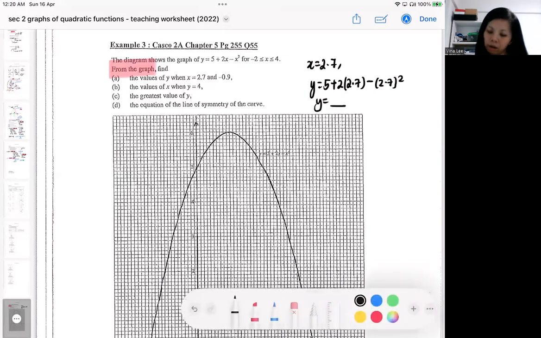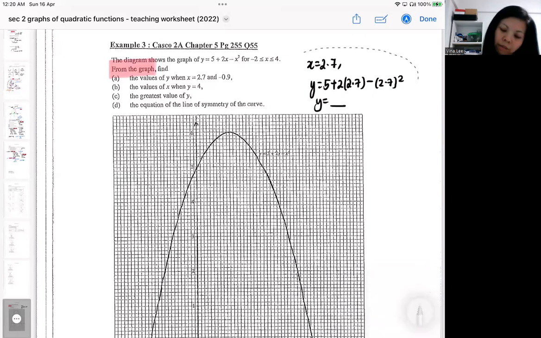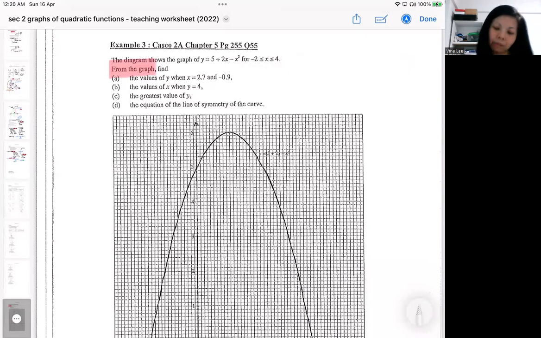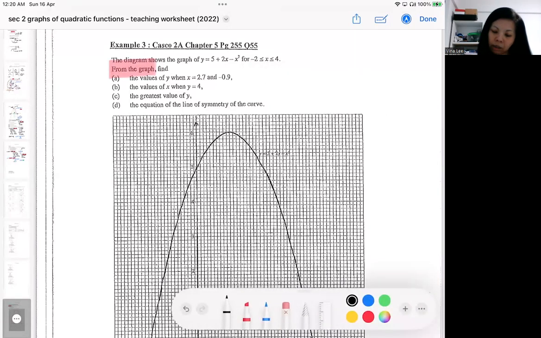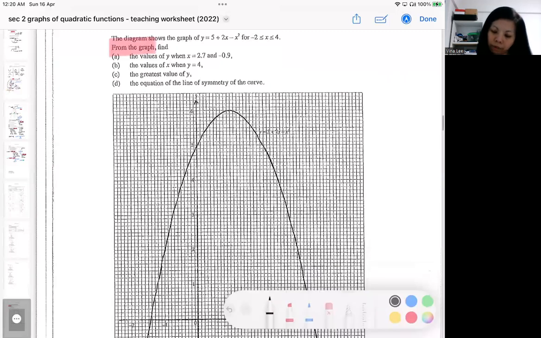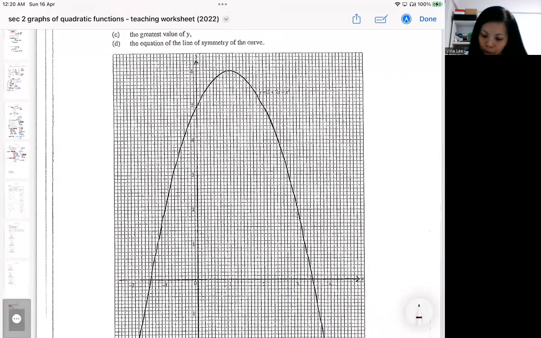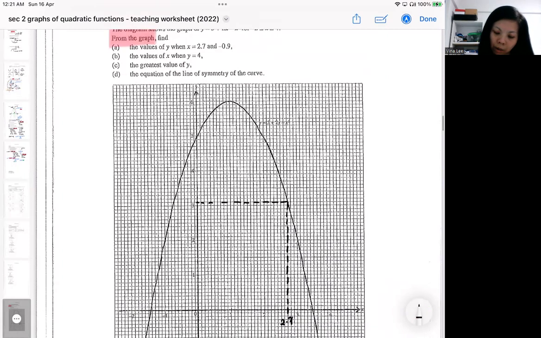But if you are going to do that, you are not using your graph, so you actually get penalized. You need to get the corresponding y value from the graph. So you got to locate your 2.7 with a dotted line. Make sure your dotted line touches the graph, and then you read over. I think my graph is a bit blurry. So this one will be part A.